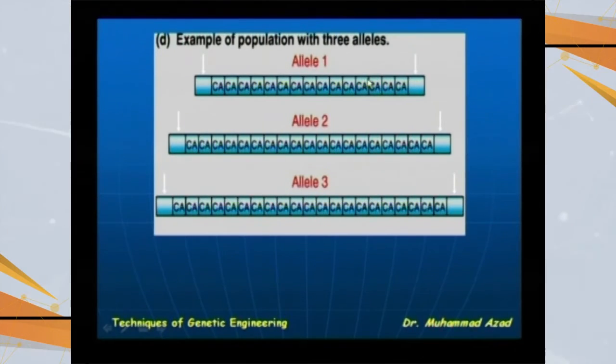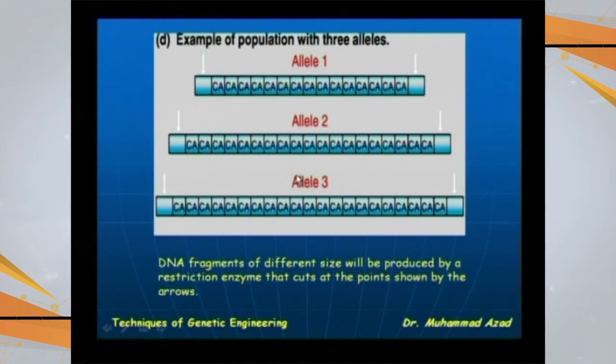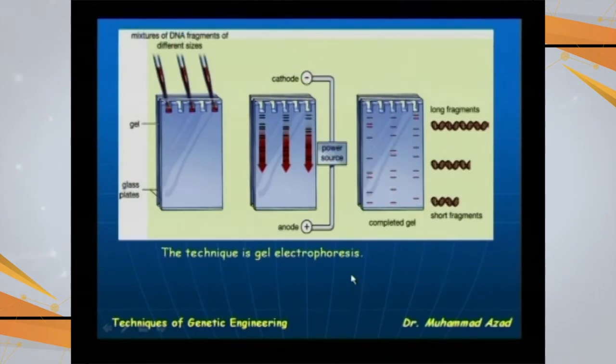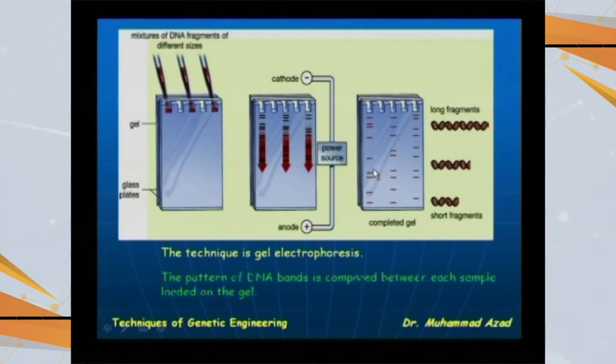Let's say this is allele 1, this is allele 2, this is allele 3, and they are there in a specific population. So DNA fragments of different sizes will be produced by a restriction enzyme that cuts at the points shown by these arrows. Then we subject these DNA fragments to gel electrophoresis, and the movement of DNA molecules will be from the negative terminal to the positive, that is from cathode to anode. The longer fragments remain behind, shorter fragments go ahead, and intermediate fragments are in the middle.